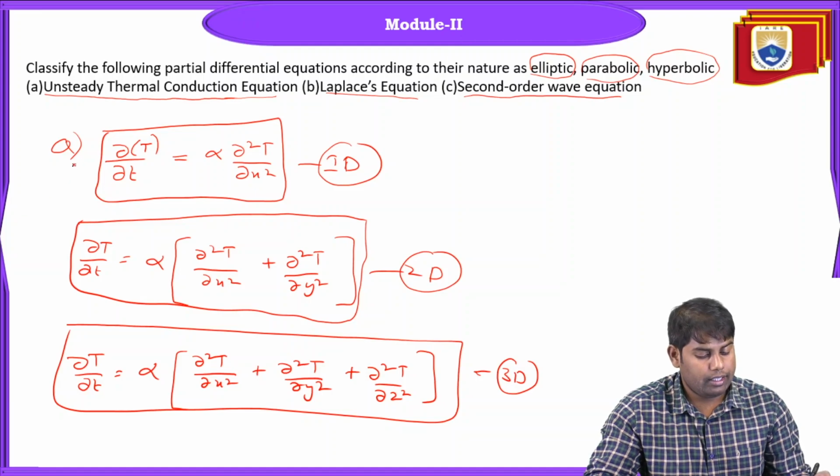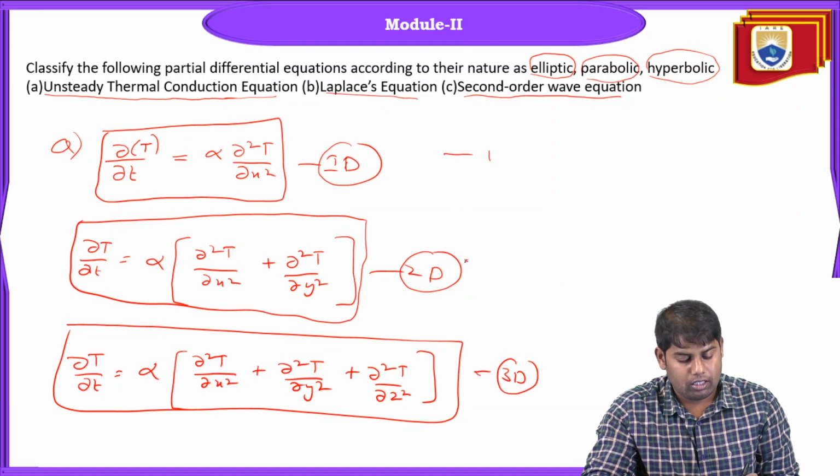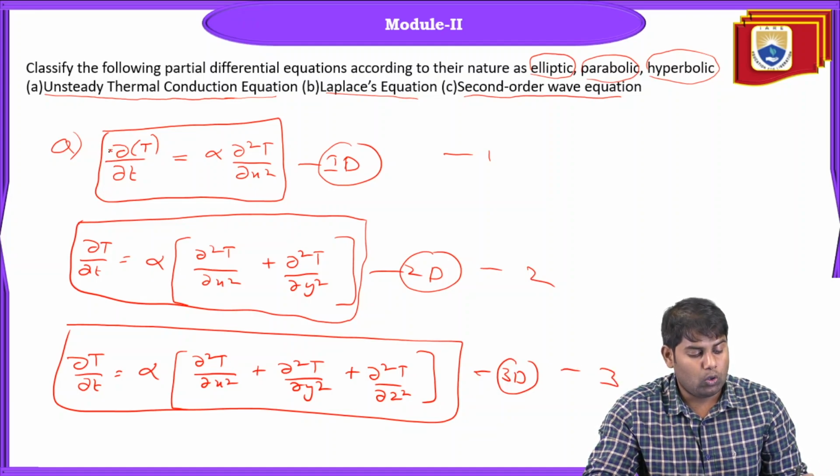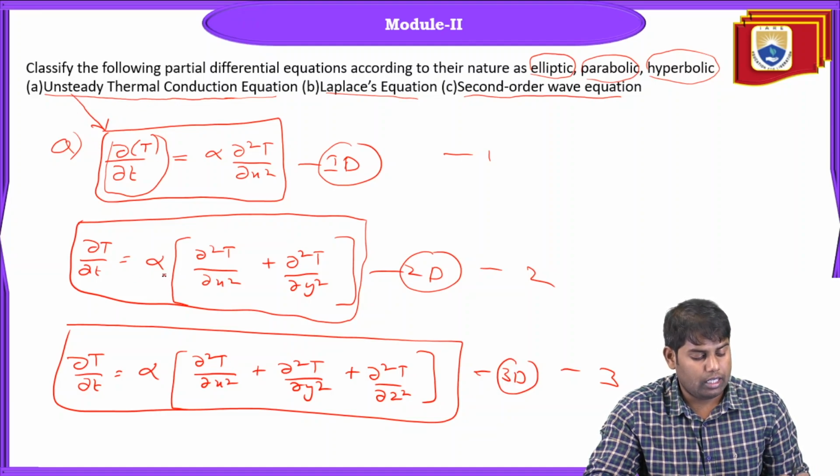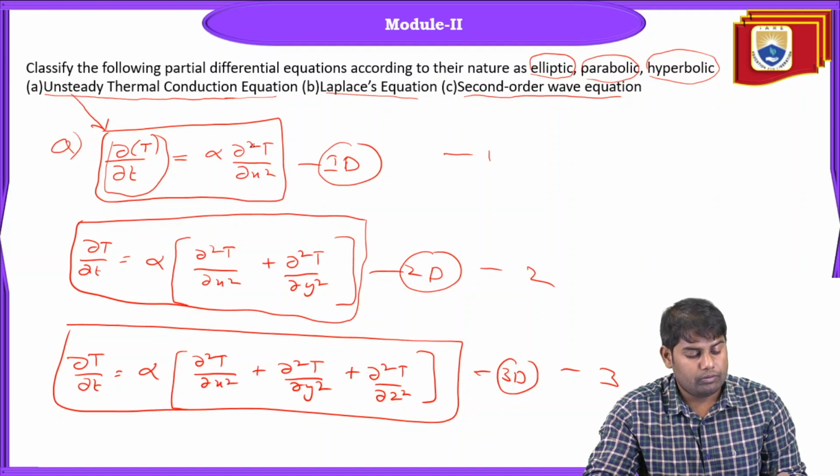When you see the equations, let us take this as 1, this as 2, this one as 3. In equation 1, you have the ∂T/∂t term. Capital T is the temperature, small t is time. This first term contributes for the unsteady behavior. When I say thermal conduction, on the RHS you can see ∂²T/∂x².